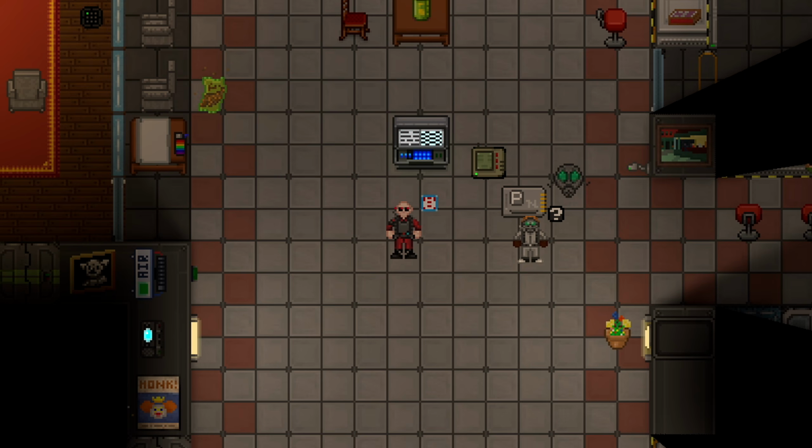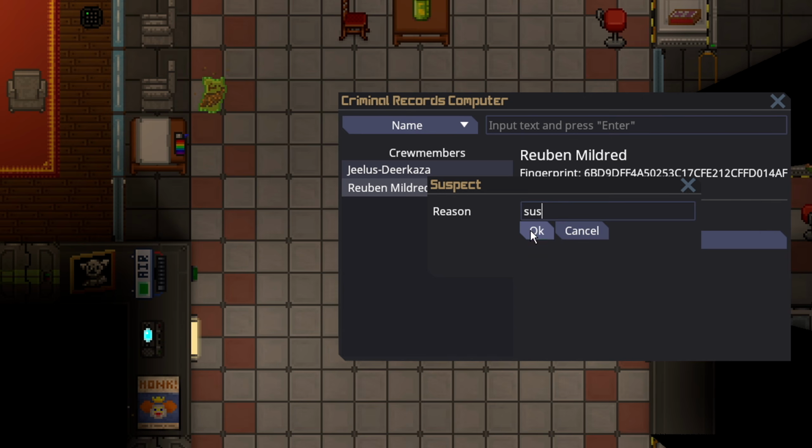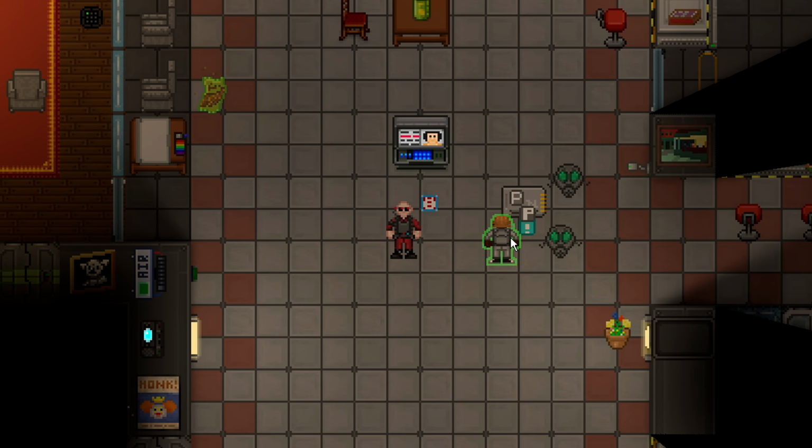Okay, so we're going to move on to how wanted statuses work, because this is also very important to understanding how to hide identity and understanding identity. So this person has their original ID back on. If I go to the criminal records computer and just set them as suspect, they will now have this exclamation point, and we're just going to be using this for reference. So they have an exclamation point, and what this does is actually makes their body, aka their identifier, wanted, and it makes their PDA wanted.